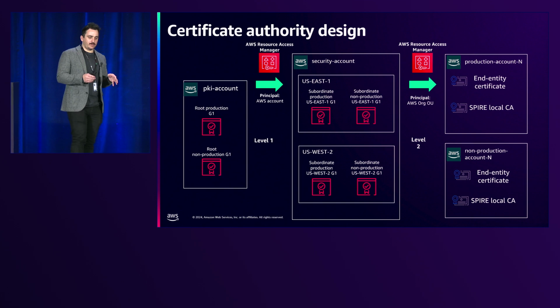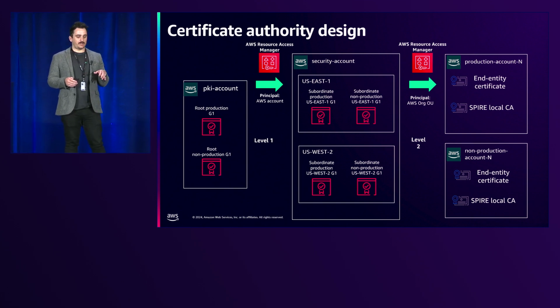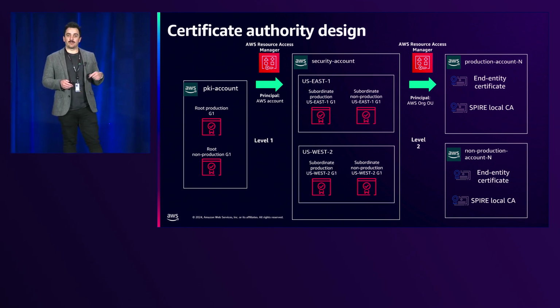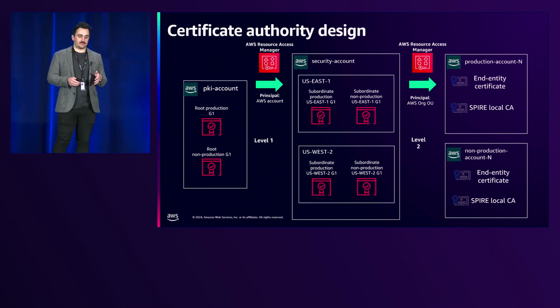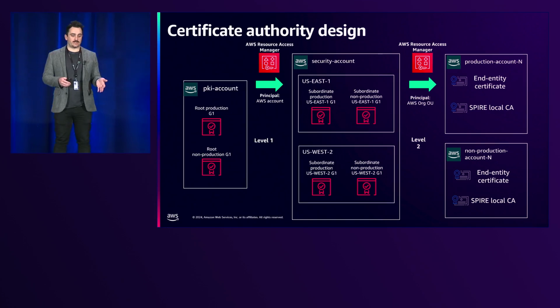And so the reason why we did that is because we wanted to ensure that our subordinate CAs, or in this case, CAs that are both subordinate and issuing at the same time, could be signed by the respective root certificate authorities. In addition to that, we did want regional points of presence. So here you can see that we have two different regions, US East 1 and US West 2.